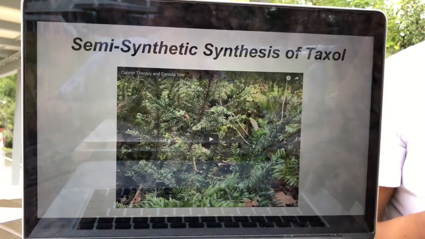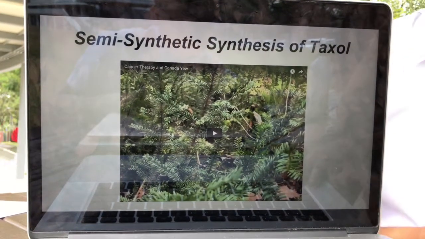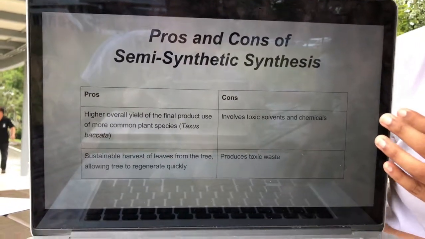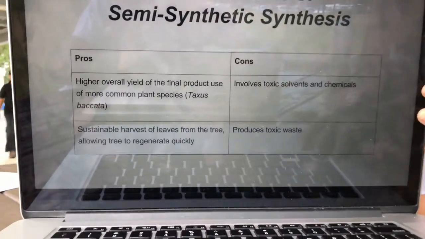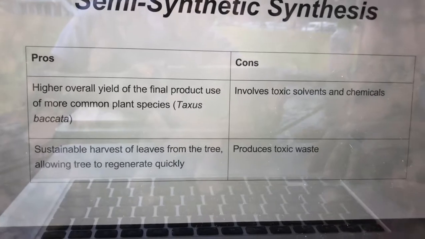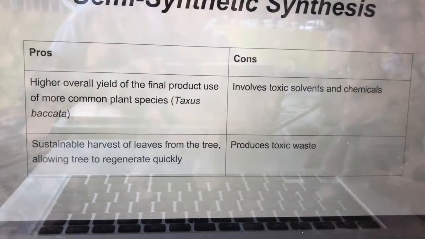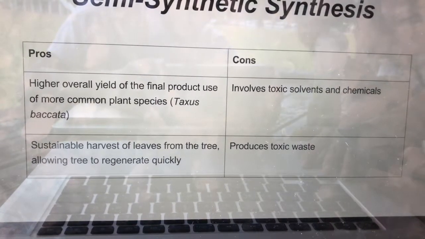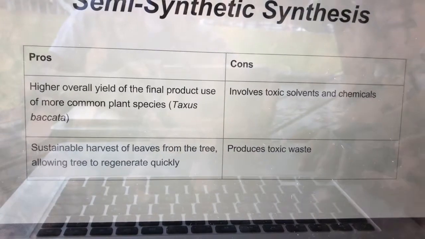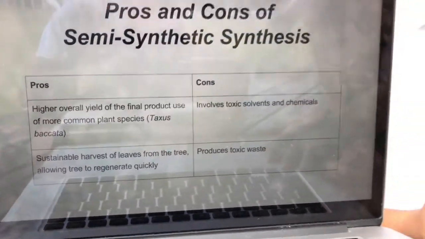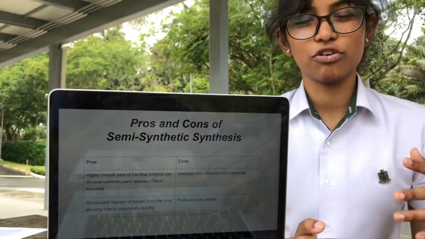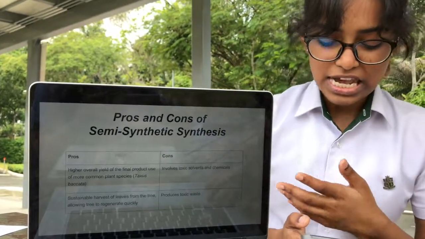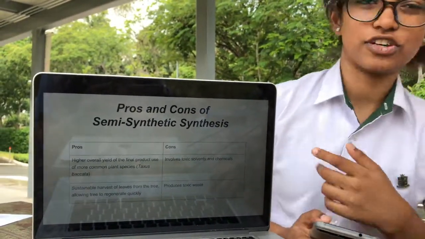Okay, so we have a video on it. You can watch it yourself. Now we can look at the pros and cons of semi-synthetic synthesis. Overall, there's a higher yield, but it does involve a lot more toxic solvents and chemicals. And while it is sustainable to harvest the leaves, allowing them to regenerate more quickly than if you were to harvest the bark, it still does produce a lot of toxic waste.